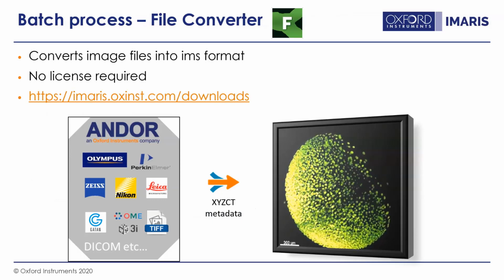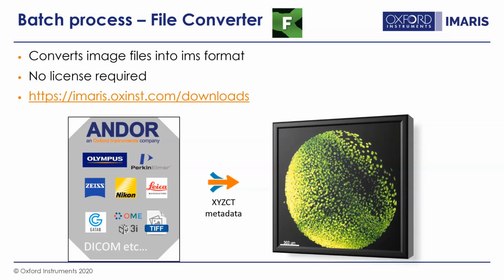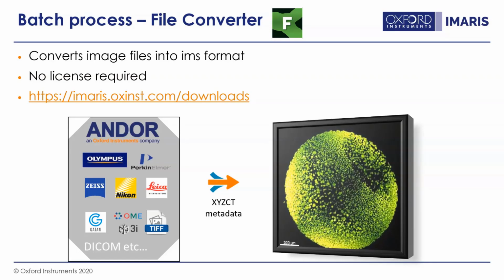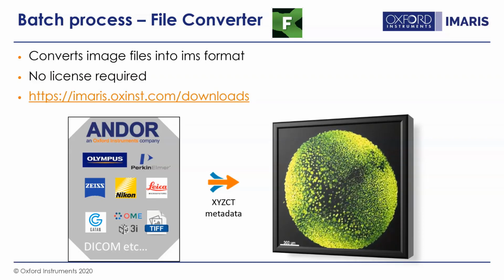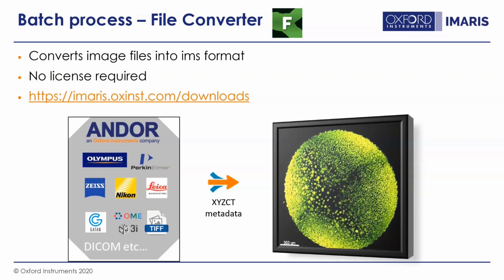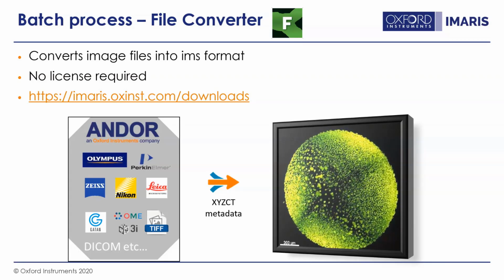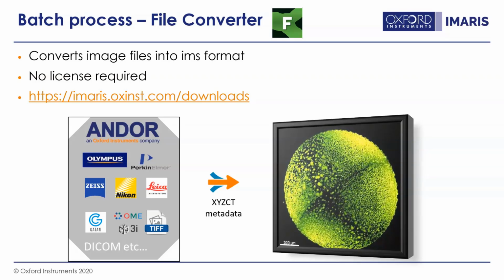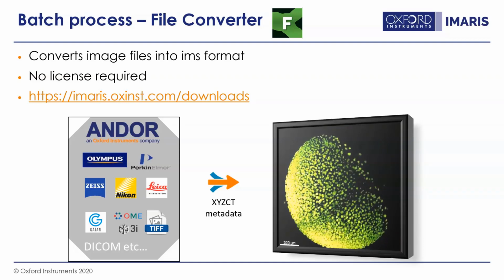Once the data are acquired from microscopes, the Imaris File Converter can take these raw files and convert them into IMS format that can be opened in Imaris efficiently. We support all the major commercial microscope companies' output formats, and if you have a home-built system, we can also convert TIFF series or OME-TIFF. The file converter is free, and you can download it from our website.